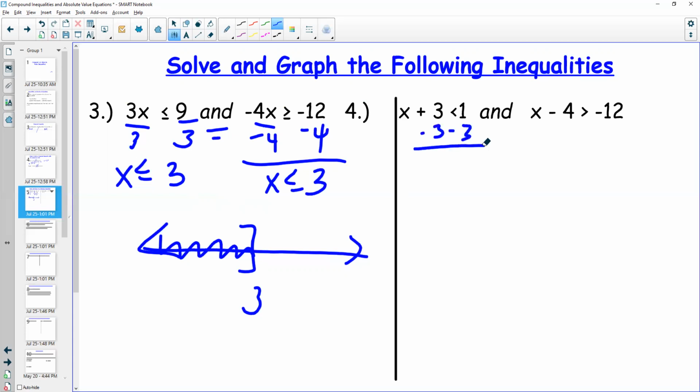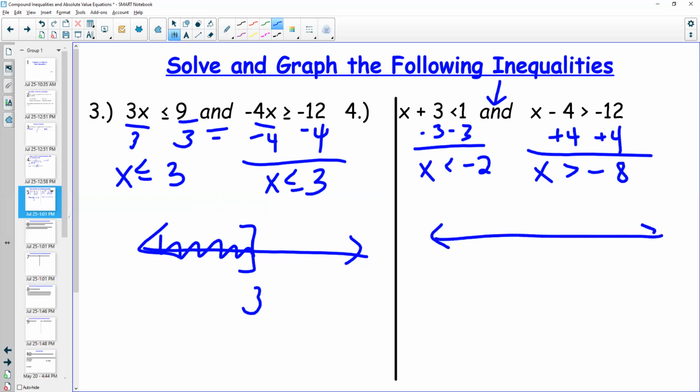Let's try the next one. Negative 3. I think this might be the same one we just did. Oh, slightly different. x is less than negative 12. And if I add 4, I get x is greater than negative 8. So let's think about what that means. x is less than negative 2 and greater than negative 8. So it's got to be numbers in between negative 8 and negative 2. Like negative 6 would work, but negative 10 would not.